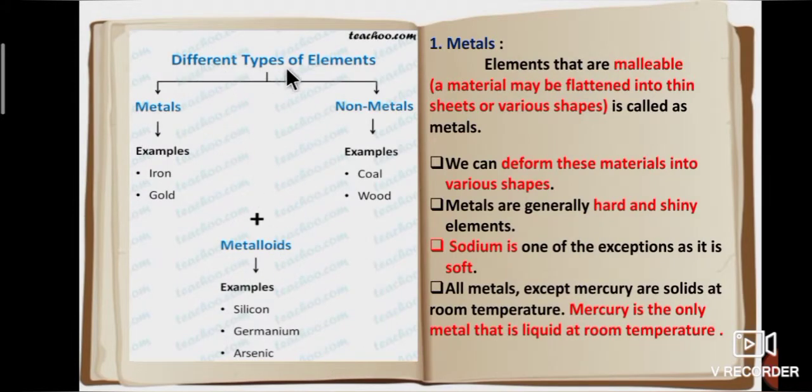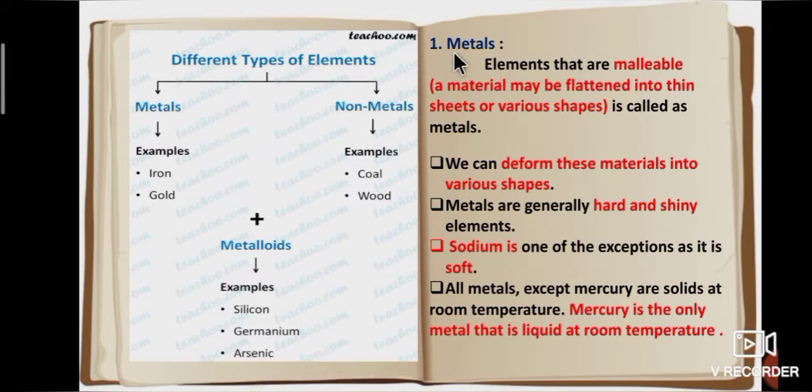There are different types of elements. What are they? Metals, non-metals and metalloids. First one metals, second one non-metals, third one metalloids. Examples for metals: iron and gold. Examples for non-metals: coal and wood. Examples of metalloids: silicon, germanium and arsenic.